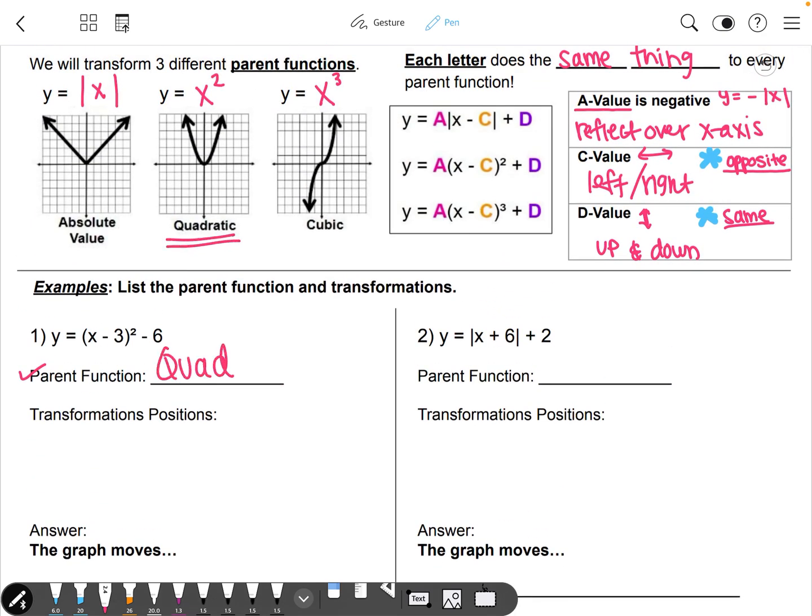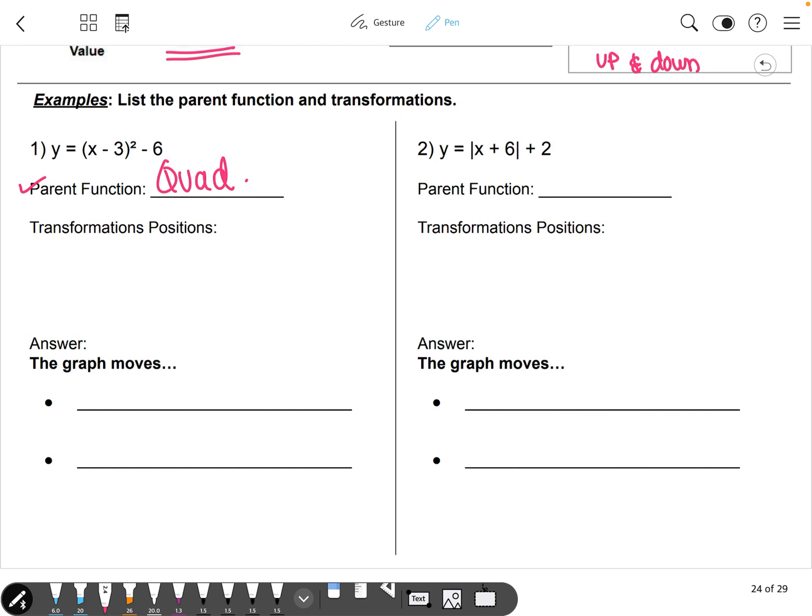So I'm just going to put quad here. And that's important because we know the shape of the graph. So I'm going to sketch what the shape of the graph looks like. So remember, we have some type of U shape looking like this. That's our starting spot. Now we're going to apply these transformations and see what the graph looks like after we're done.